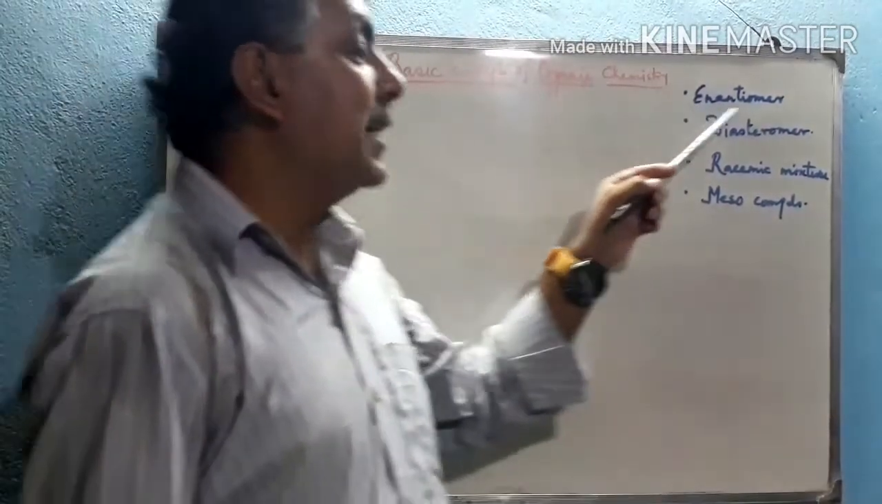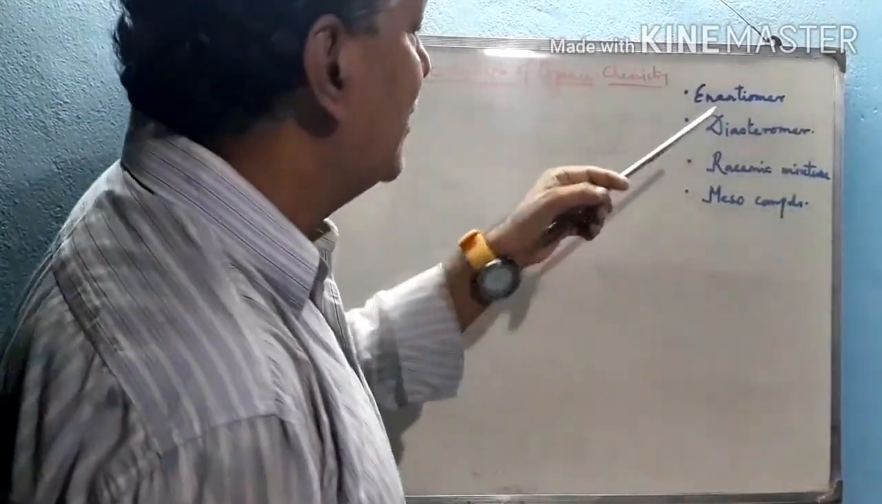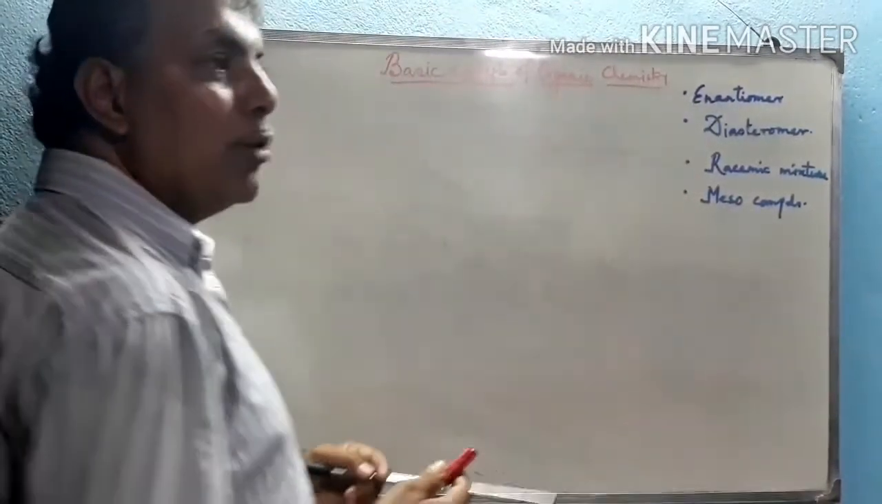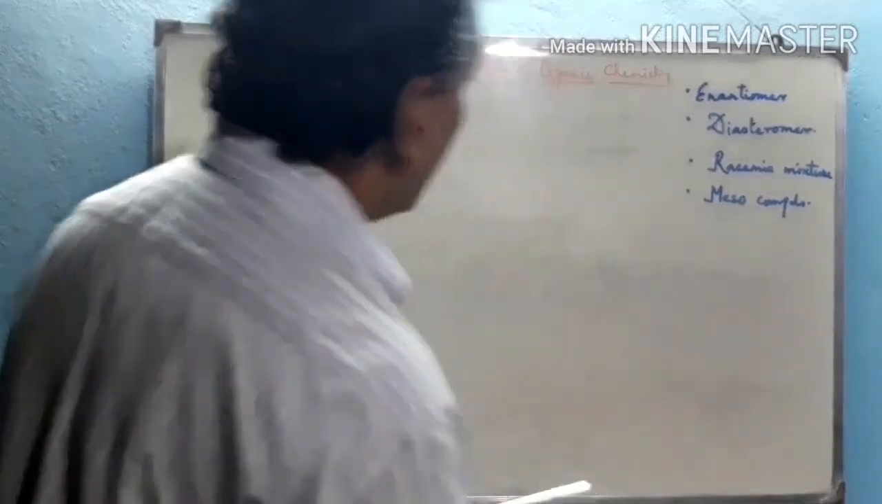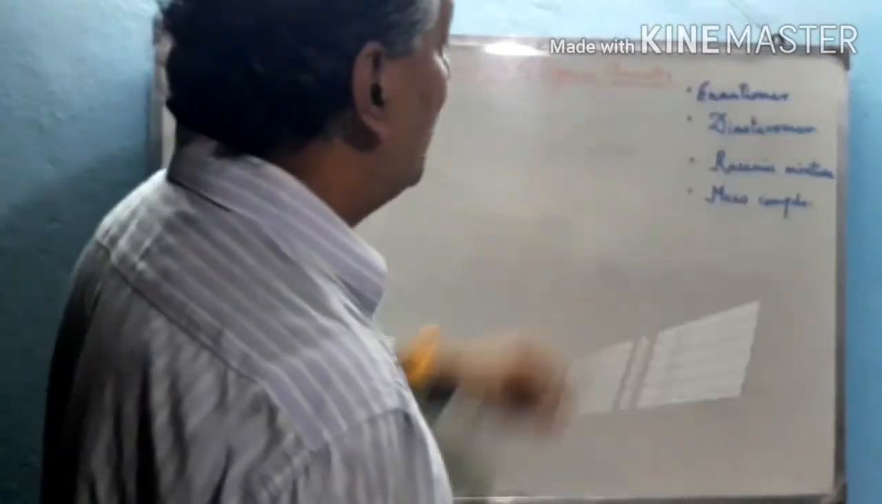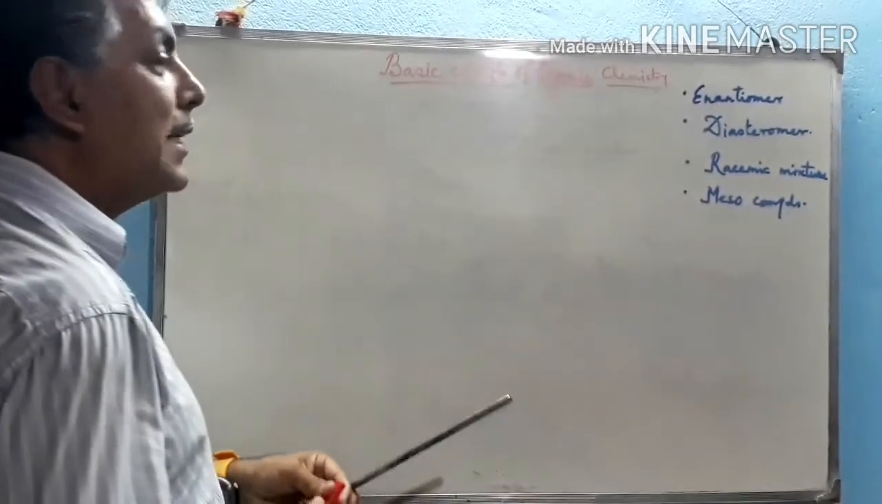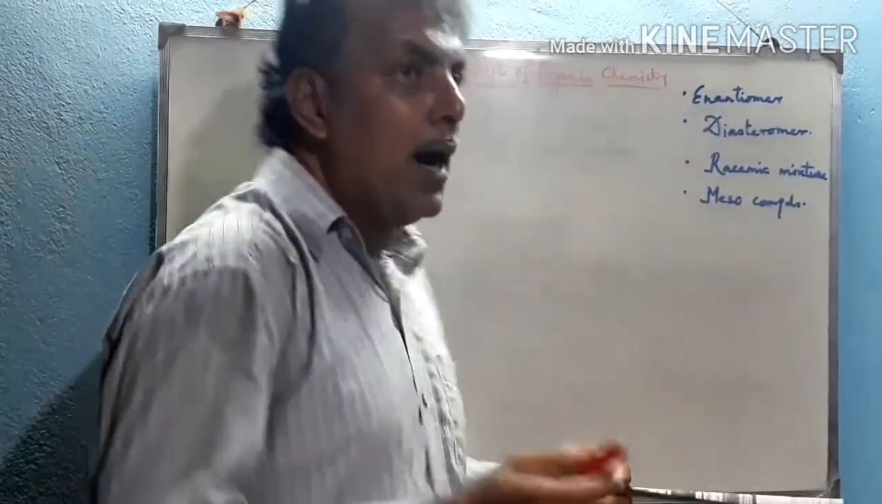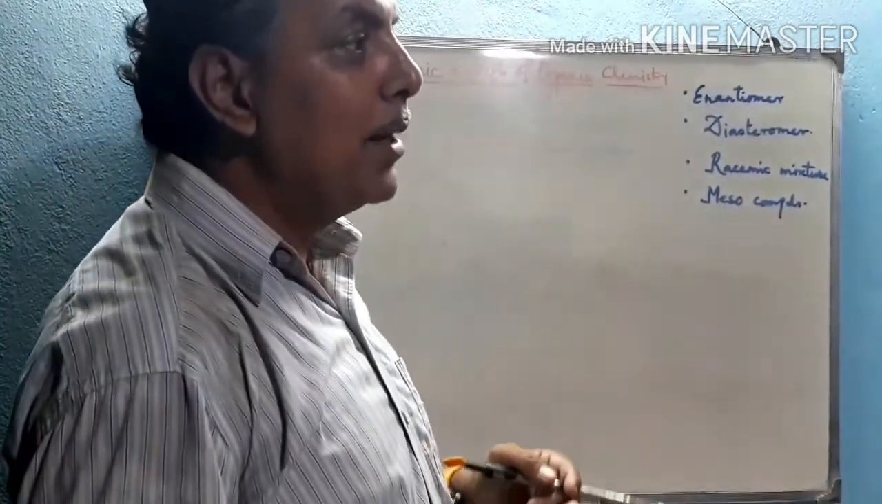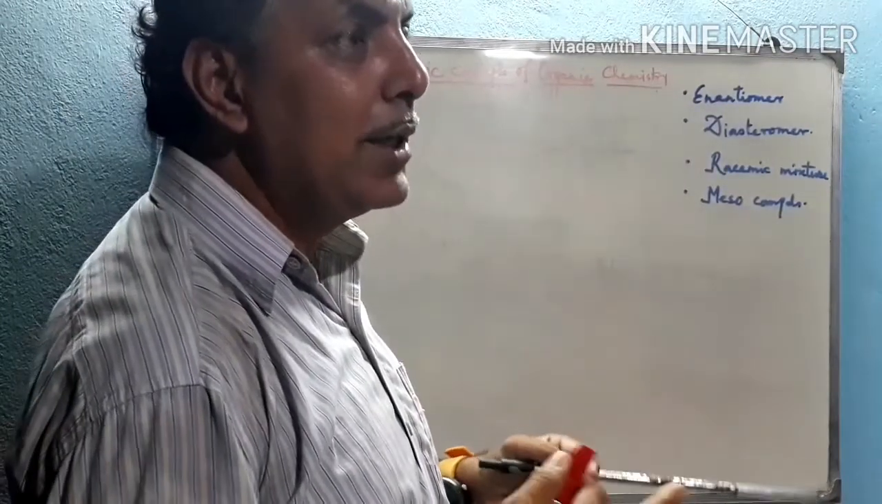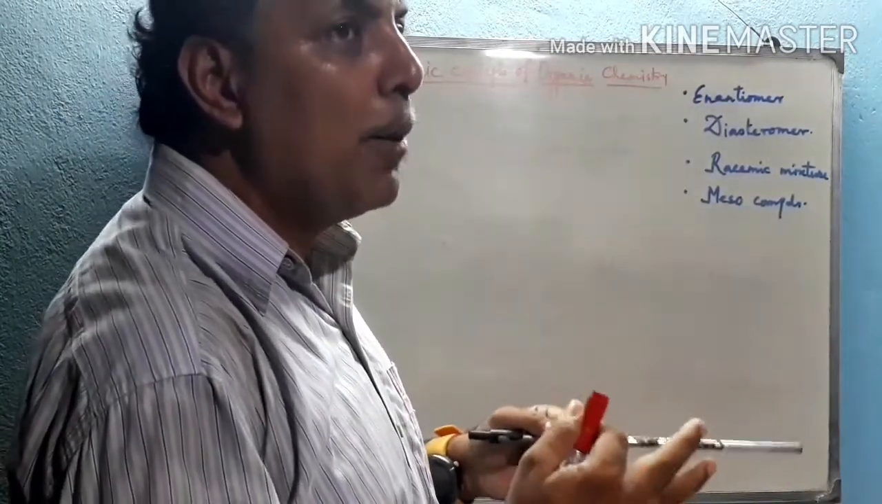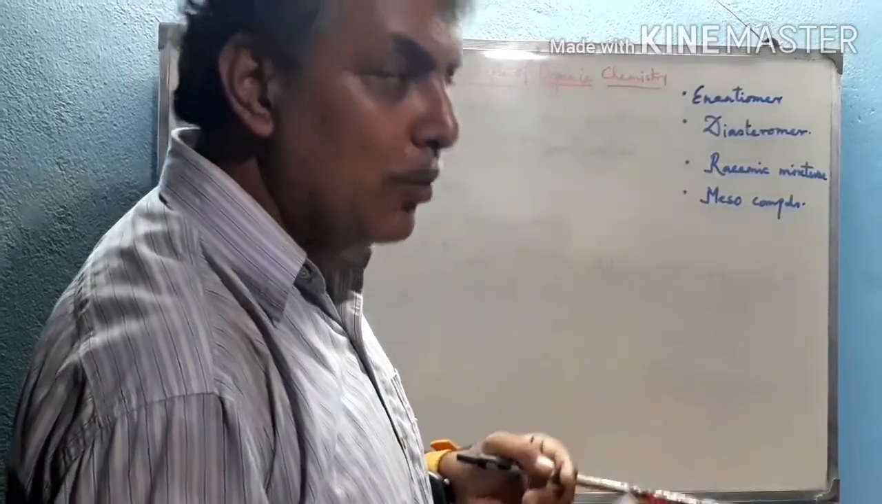Now the first term is enantiomer. I am discussing enantiomer. We have to clear the concept of enantiomer, diastereomer, racemic mixture and meso compound. First term is enantiomer. What is an enantiomer? Enantiomers have a non-superimposable mirror image relationship between the two given optically active isomers.